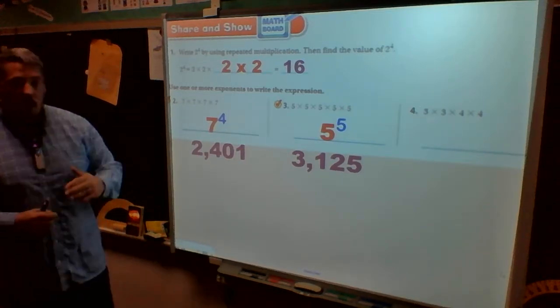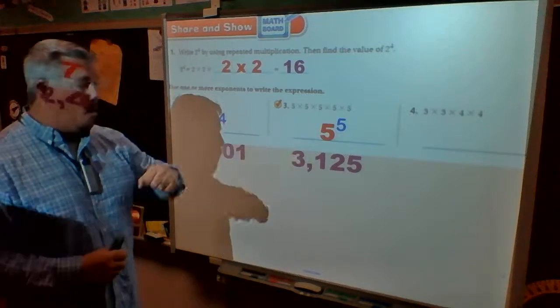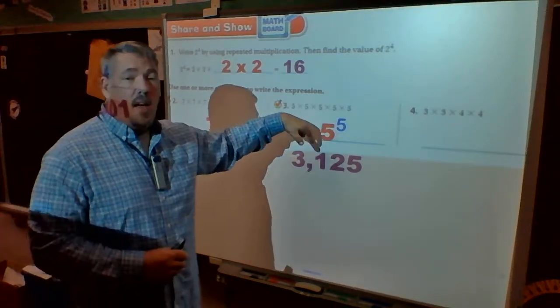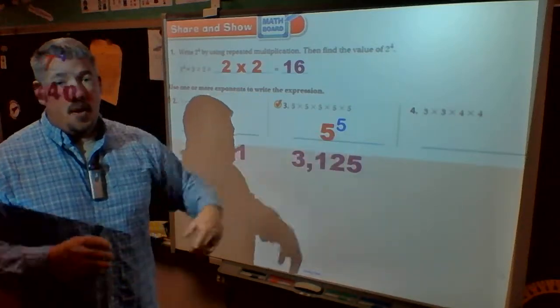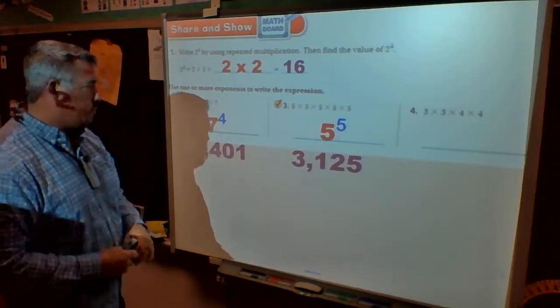So I've got to make sure that I have my brain in check and I stop to think for a moment before I do my math, and then I know that that is writing this out 5 times as a multiplication problem, and then hitting my equal sign.